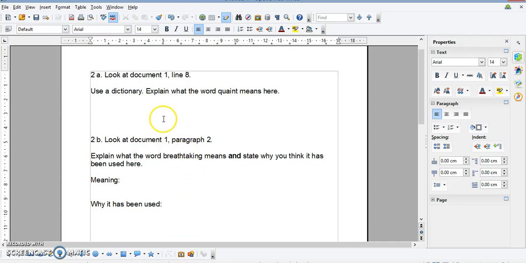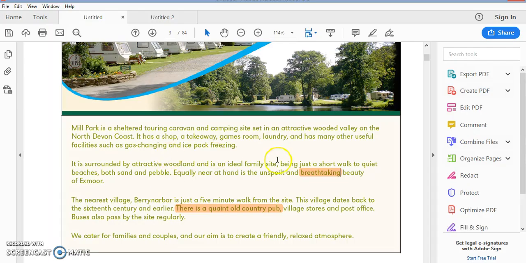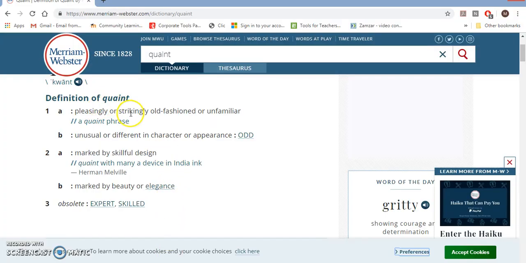Okay, so question 1 asks us to use the dictionary and explain what the word quaint means, and that's in document 1, line 8. I've already highlighted it here. Now, what we need to do first off, obviously, is open up the dictionary and have a look at the definition. You'll see here there are 3 definitions.